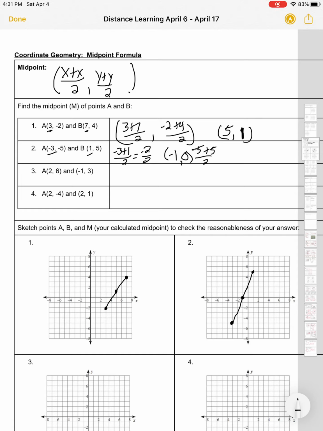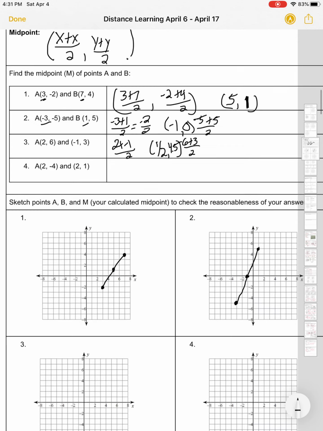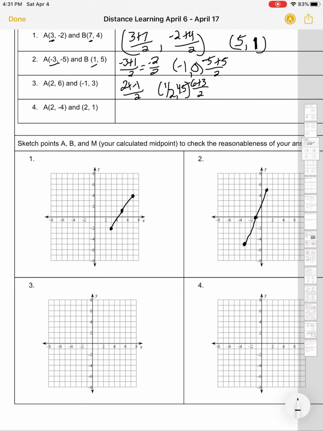Number 3, same thing as before. 2 plus negative 1 divided by 2, so that would be half. 6 plus 3 divided by 2, so half of 9 is 4.5. To graph 3, we have 2, 6, negative 1, 3, and then we have half. You go to the middle here, and then go up to 4.5. So again, that one makes sense.